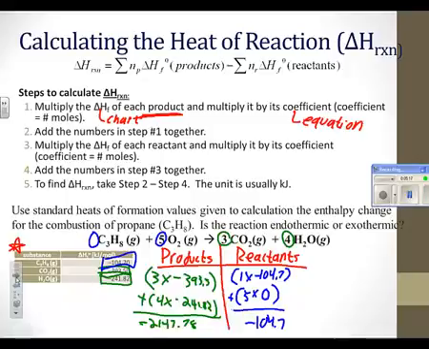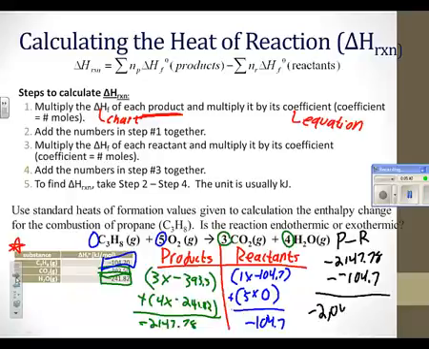And the very last part, like we've been doing the whole time, is products minus reactants. So it's negative 2147.78 minus negative 104.7. Put that in your calculator. It should keep it all straight for you. And that will give you negative 2,043.08 kilojoules. That's all there is to it. Let's go ahead and do another one.